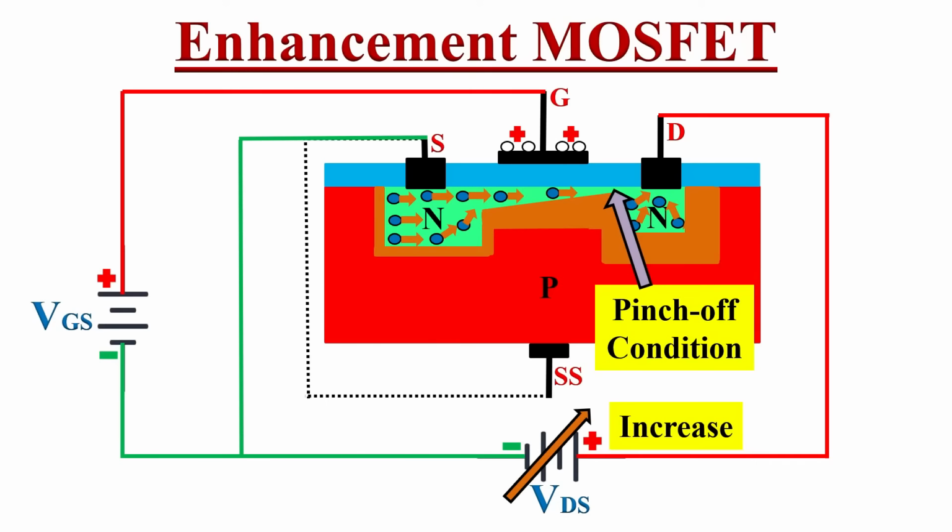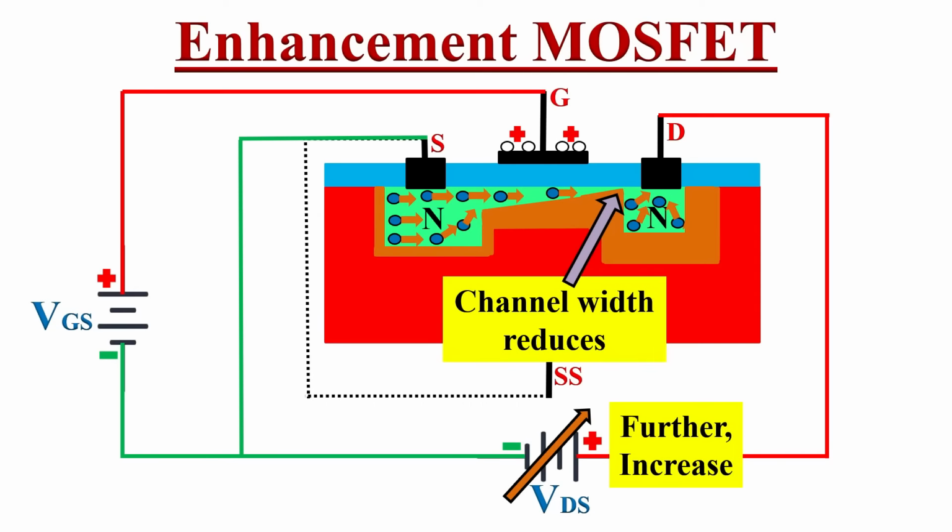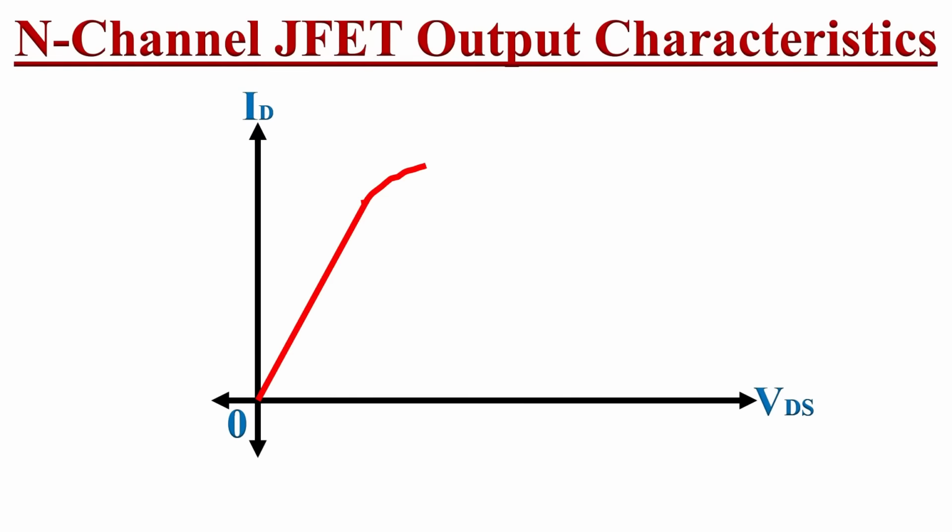This current is known as saturated current, and the voltage at which it occurs is known as saturation voltage. Now, if you further increase the voltage VDS, the reverse bias will increase and the channel width will reduce further, but the current flow will not change because it's saturated. So here in this output characteristic curve, the slope of the line changes and it becomes horizontal. This saturation current value can be represented as IDSS.